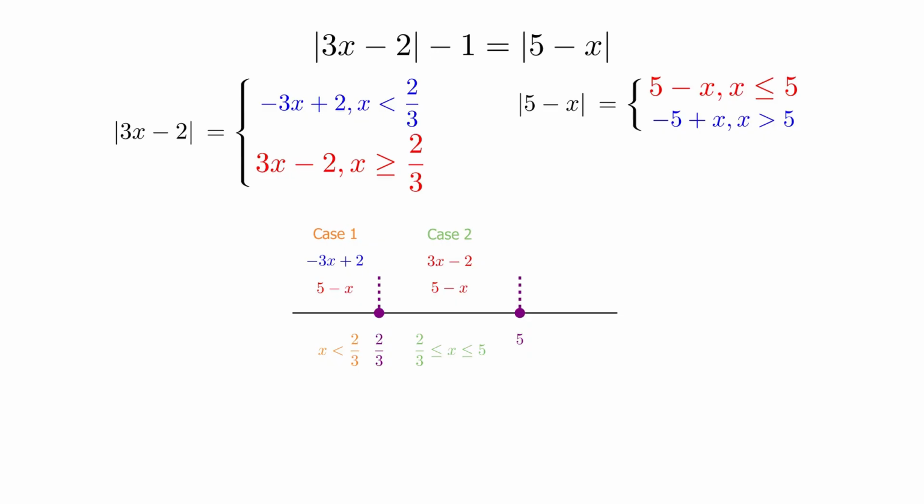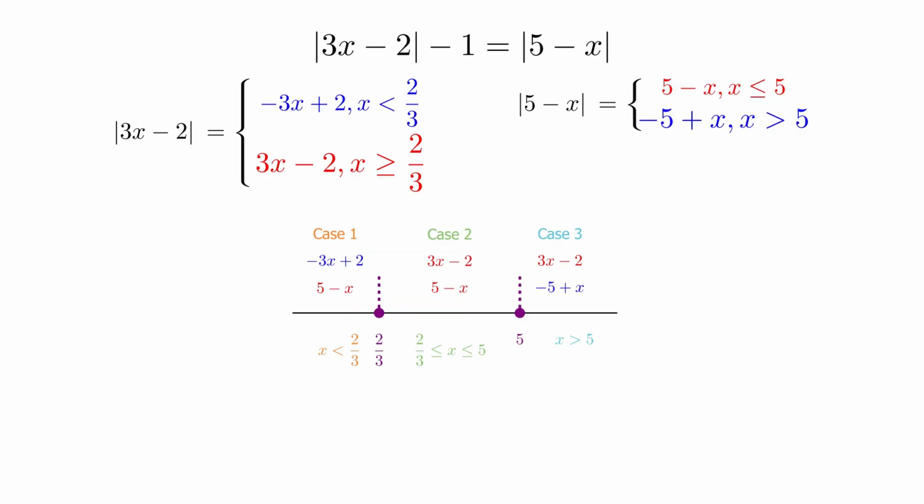And then for the final case, we're using the equations where x is greater than 5, which would be 3x minus 2 again, and then negative 5 plus x. And essentially, we're going to substitute these equations into our absolute value. This is how we'll break it up.